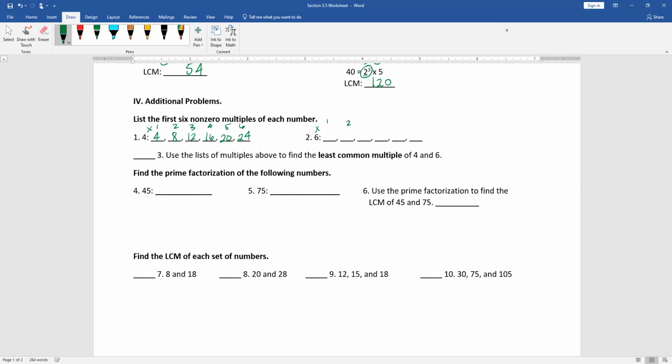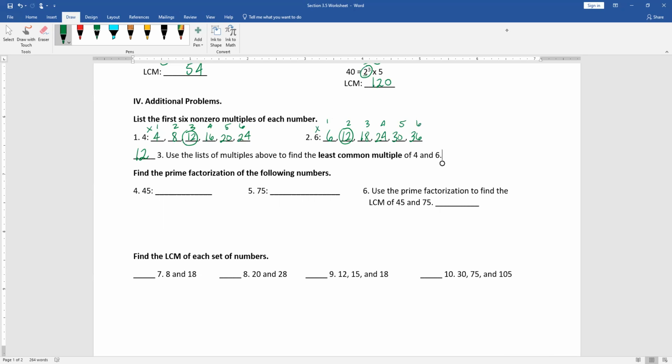Same thing with 6. 1, 2, 3, 4, 5, 6. 6 times 1 is 6. 6 times 2 is 12, 18, 24, 30, and 36. And that's all we need. Now for number 3, we use these lists of multiples above to find the least common multiple of 4 and 6. So start with the first number. We have 4, we have 6. Nope, 8 and 12. And then when you look at the 4, you have another 12. So 12 is the first number you come to, the lowest valued number that both 4 and 6 divide evenly into. Therefore, 12 is the least common multiple of 4 and 6.